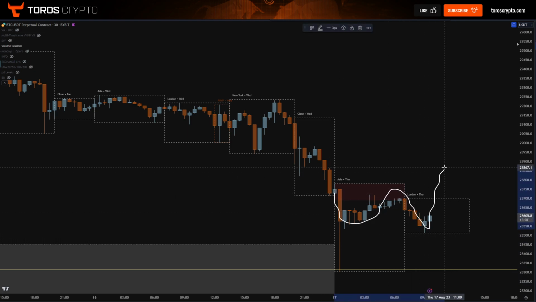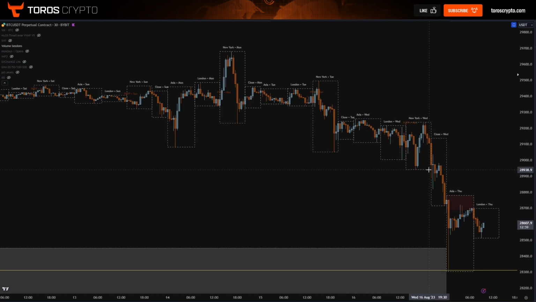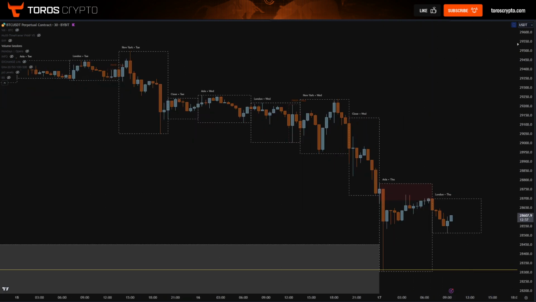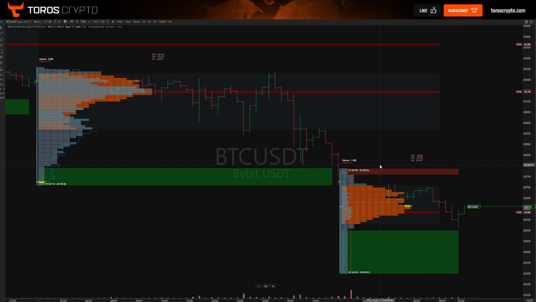Correction here. If this can start to break and hold above those Asia highs, then there's an opportunity for it to start to claw back some of these mad losses that it's made over the last week. If we go over here onto the TPO, this is quite nice as well. Let me actually turn on the TPO. There we go. So we have a P-shaped profile for the day now.